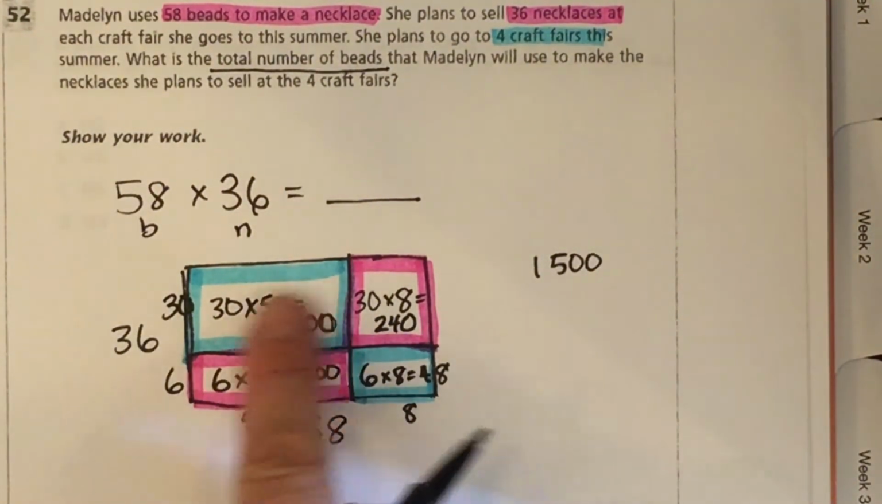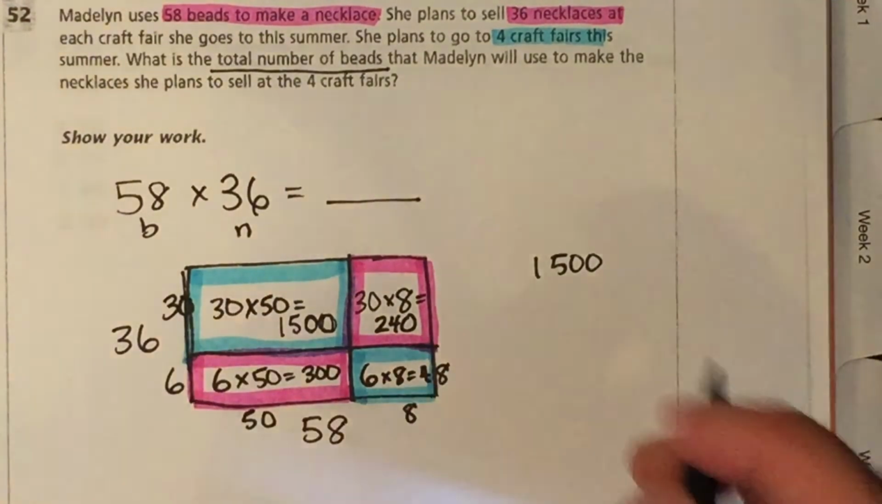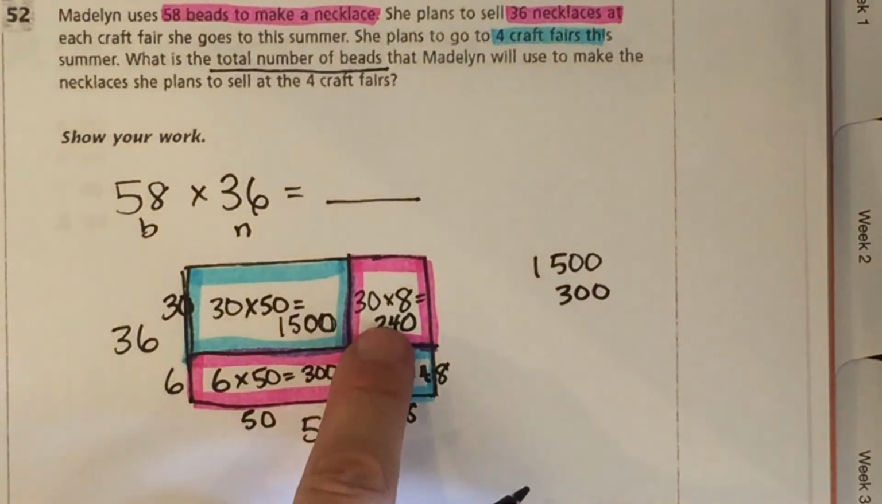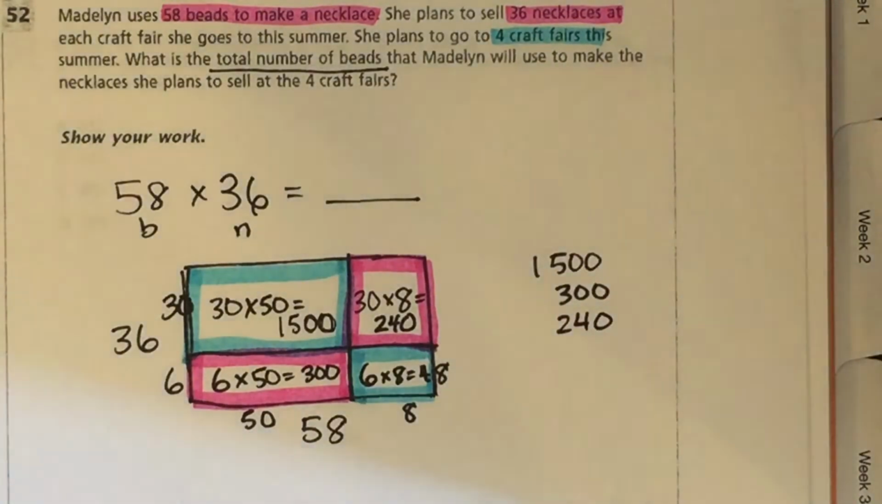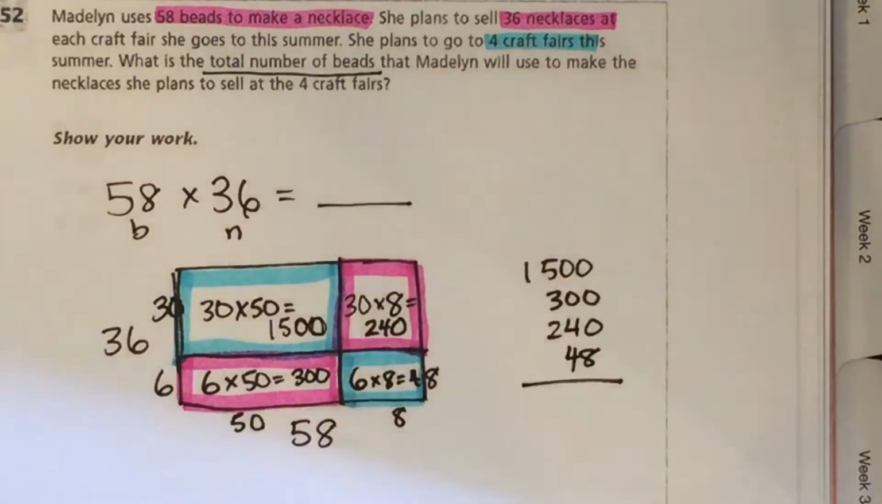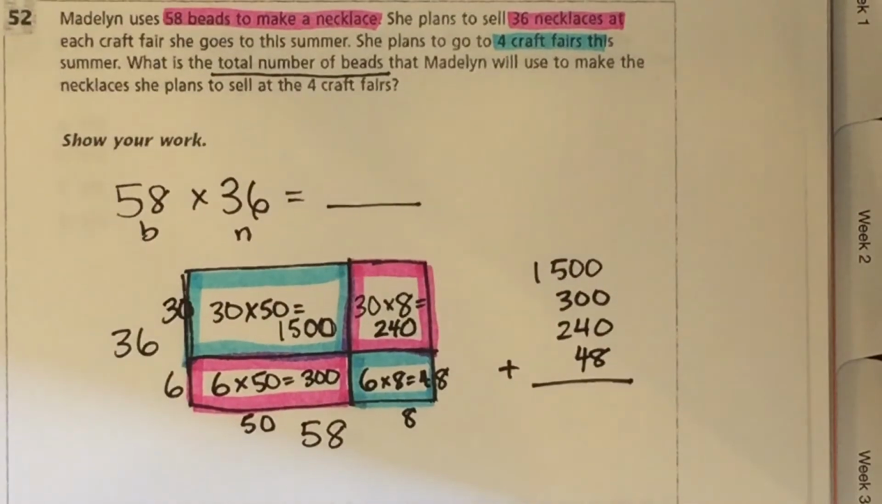So 1,500 was the area of this blue one, plus 300, plus 240 for this rectangle, plus 48. Okay, we're gonna add those together. We're gonna just use the standard algorithm here, especially for adding. It's a little more simple than for when you have subtraction and you have to regroup.